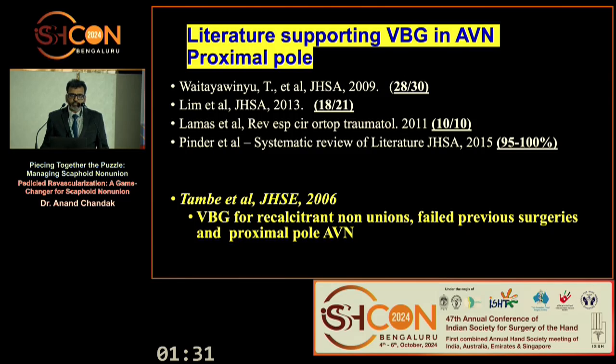There is a lot of literature that is coming up in support of the vascularized bone graft, particularly in cases of avascular necrosis of the proximal pole. Over a significant period, consistent high healing rates of nearly 90 to 100% have been achieved. Along with proximal pole avascular necrosis, the vascularized bone grafts have also had support in cases of recalcitrant non-unions or in cases where there have been failed previous surgeries.